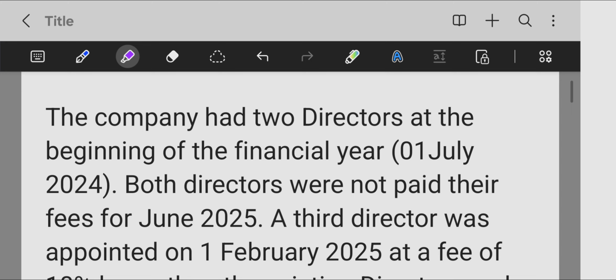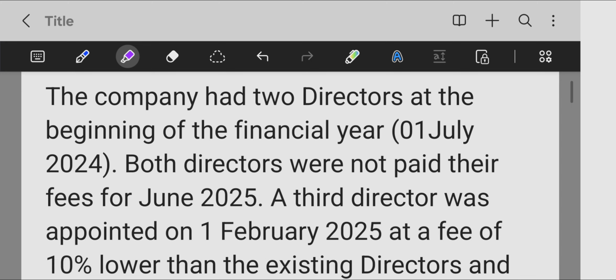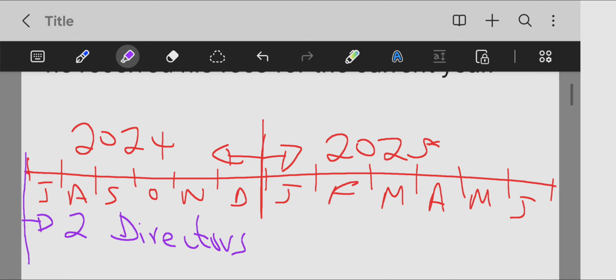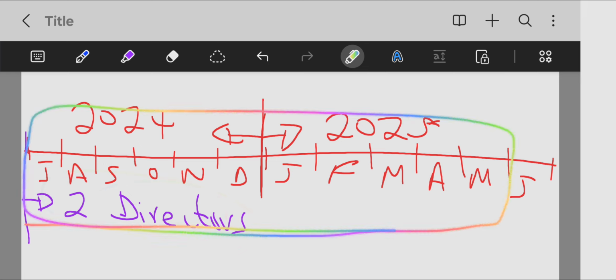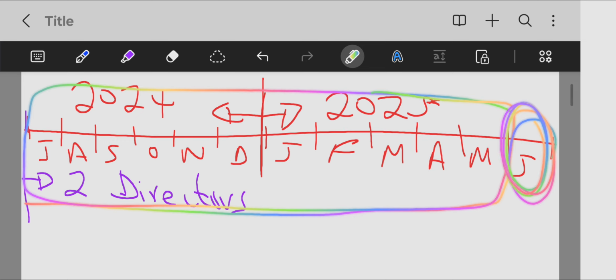Now let's go collect other information. Both directors were not paid their fees for June 2025. Full stop. So, these two directors were paid from the beginning of the year up until May. According to the information, they are not paid for June, meaning that we owe them directors' fees for 1 month.